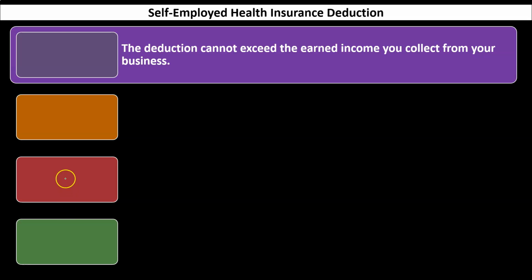The deduction cannot exceed the earned income you collect from your business, so you cannot use the deduction, in other words, to have a loss. You can't say that the deduction for health insurance brings you into the negative so that you would then reduce your income against other W-2 income.